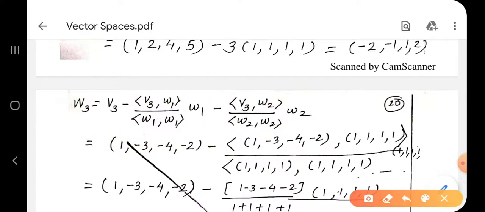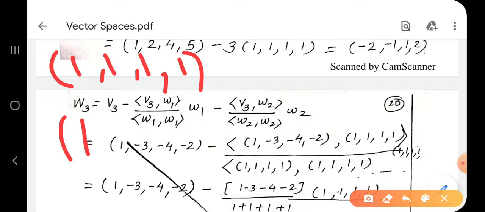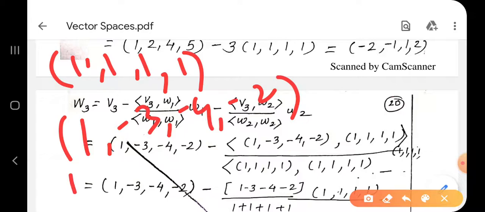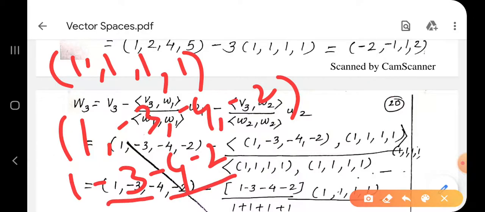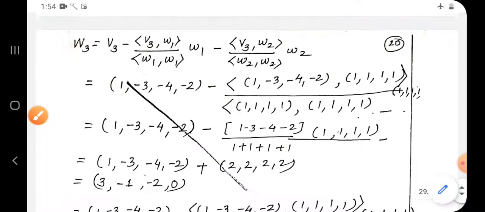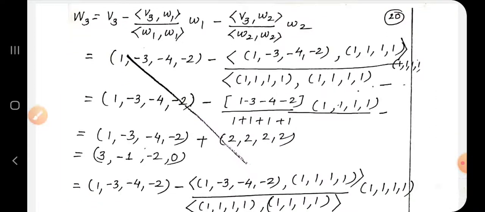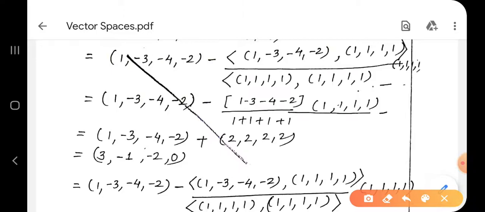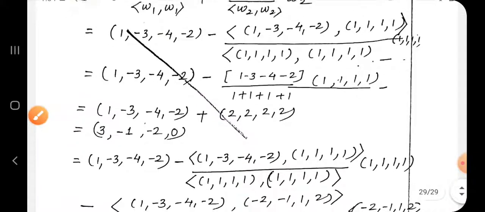V3 W1. W1 we know: 1 1 1 1, and V3 also we know: 1 minus 3 minus 4 minus 2. Correct? Take this product. What do I get? Minus 6 minus 9 means minus 8. Correct? Divided by <W1, W1>. W1 W1 we have found it is 4. Minus 8 upon 4, so it is minus 2.